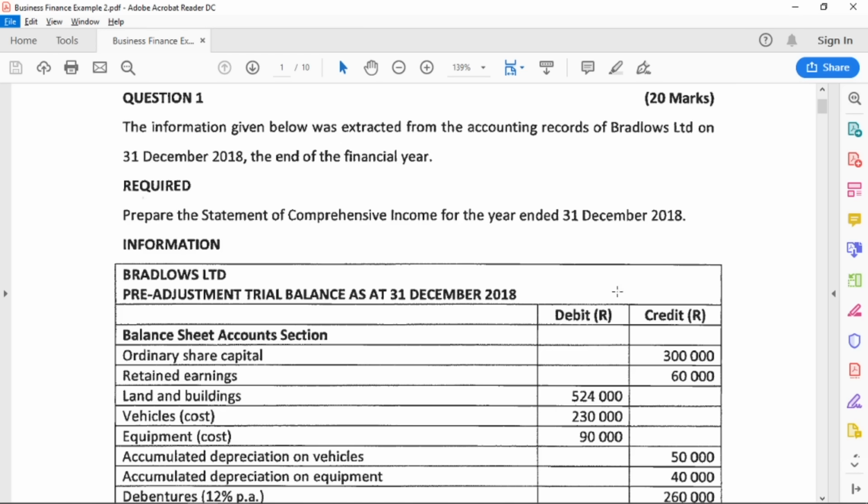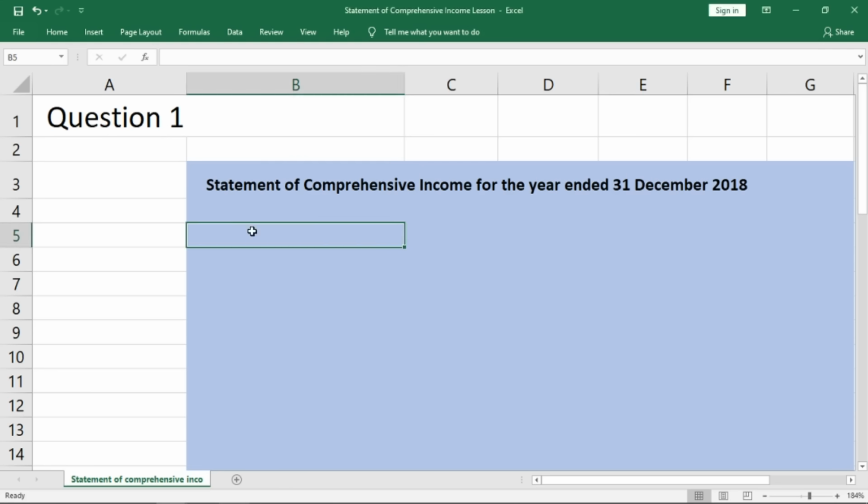So the question is in PDF, as you can see here, and I'm going to do my solution in Excel. I've tried to enlarge it for you to be able to see it and to follow along.